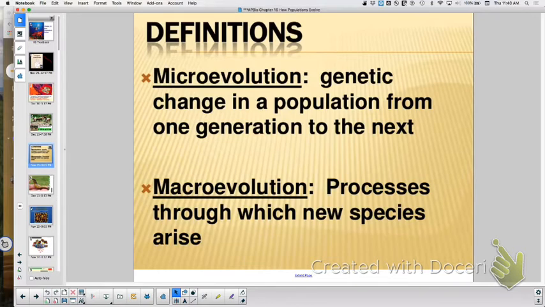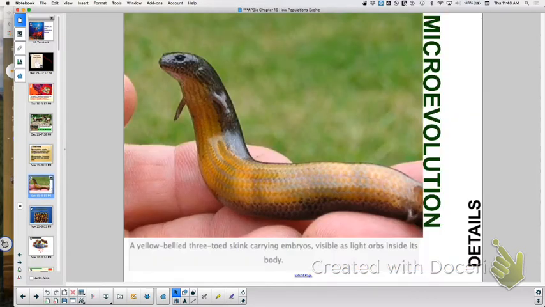If you have a change within your species, we're all still Homo sapiens, that is referred to as microevolution. If you change to an entirely new species, that would be macroevolution. We're going to talk about macroevolution in chapter 17. But evolution, remember, is just change over time, any change over time. So I want to give you an example of microevolution.